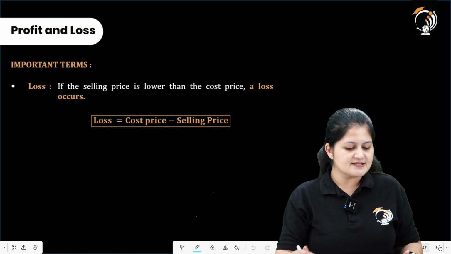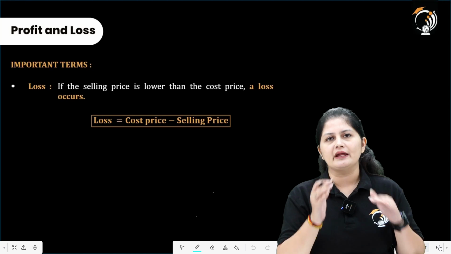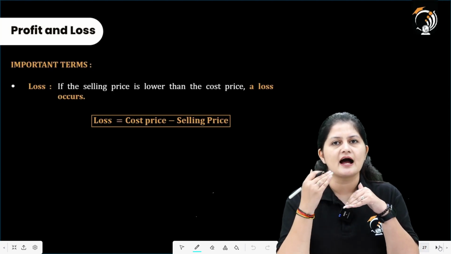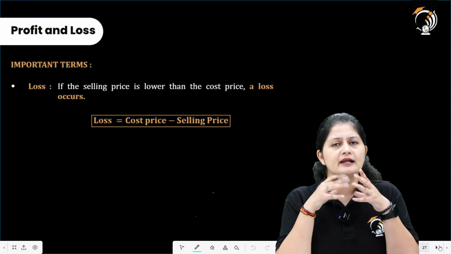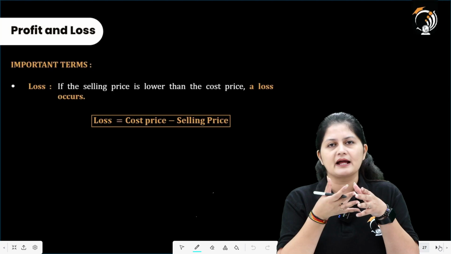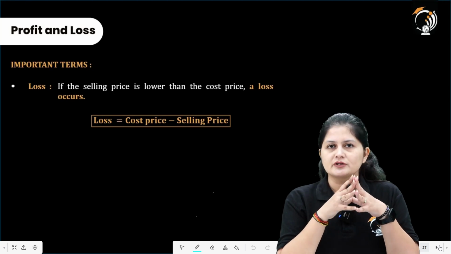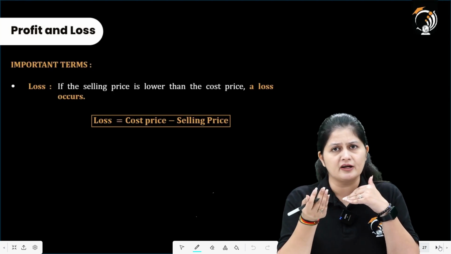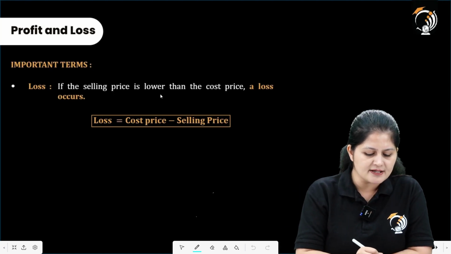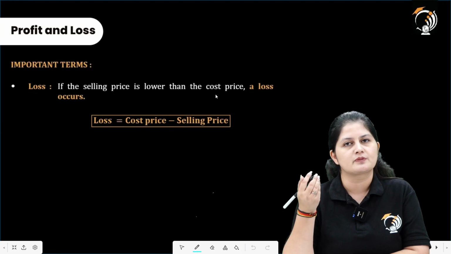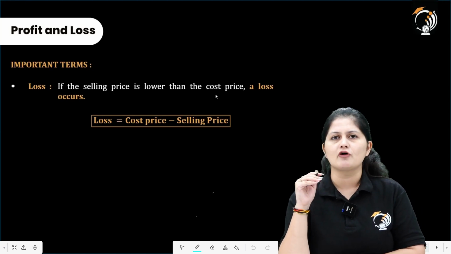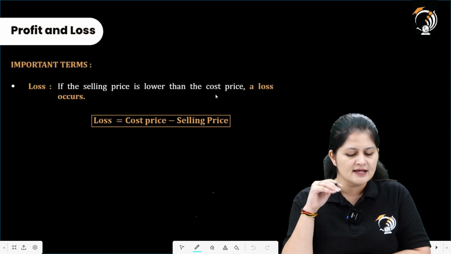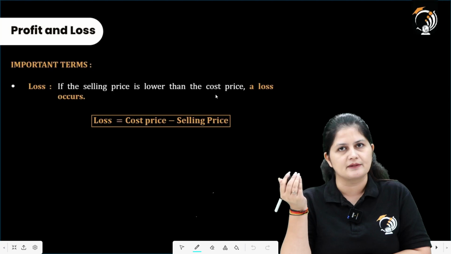Moving to the next term here, which is loss. What is loss? Whenever the cost price is higher than the selling price, right? You are selling an item for a lesser price as compared to the price for which you bought that item. So that is where we say that we are having a loss. So if the selling price is lower than the cost price, a loss occurs, right? So the formula for calculating loss goes as cost price minus the selling price.